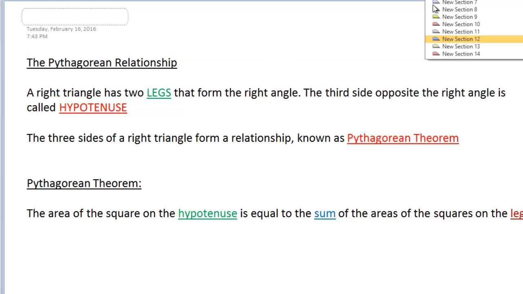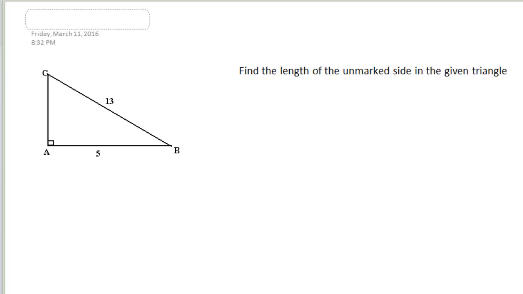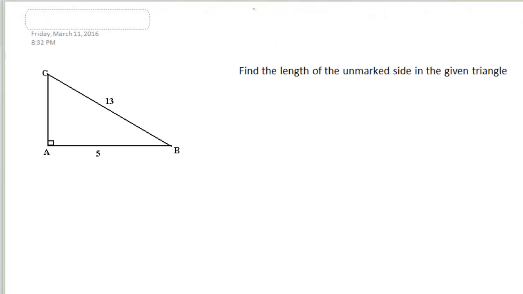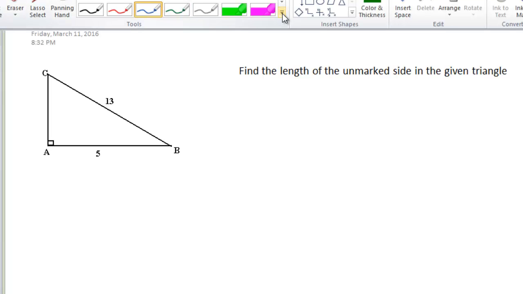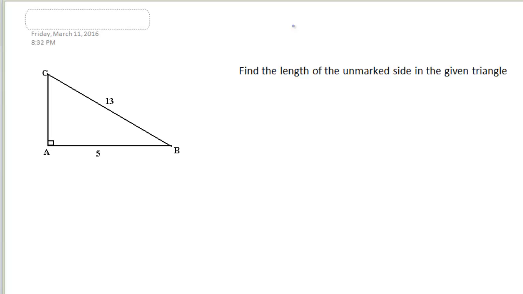So if I go to this problem, it's saying, find the length of the unmarked side in the given triangle. Let's see how we can do this one. Let's figure out which side is unmarked. First of all, ABC is a right triangle. This is very important. That means I can apply the Pythagorean theorem.